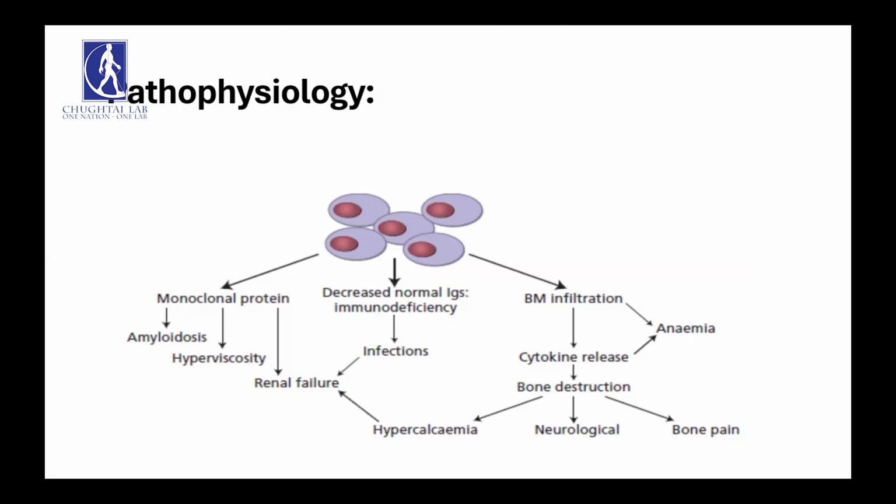Bone marrow infiltration will cause anemia and bony destruction. And bony destruction can further cause hypercalcemia, neurological symptoms because of compression, fractures, like there will be compression of the cranial nerves as well, and bone pains as well.